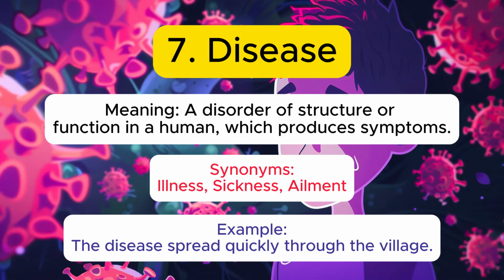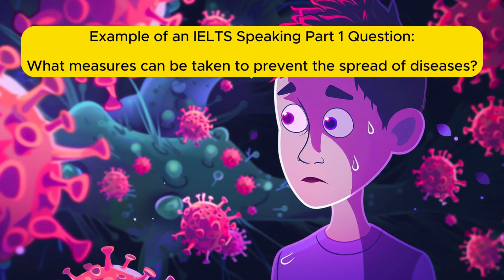7. Disease. Meaning, a disorder of structure or function in a human, which produces symptoms. Synonyms: illness, sickness, ailment. Example: the disease spread quickly through the village. Example of an IELTS Speaking Part 1.